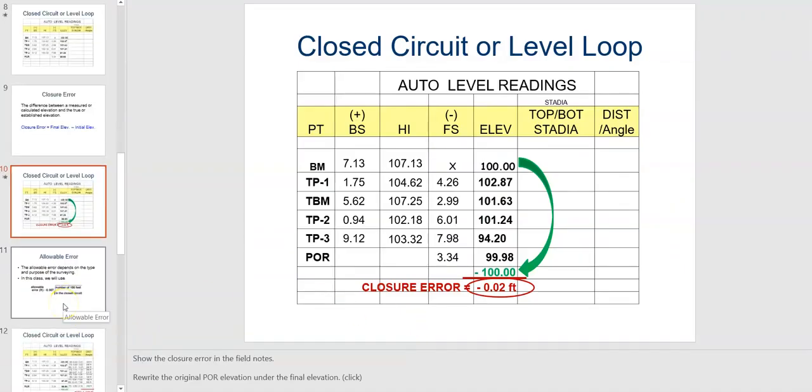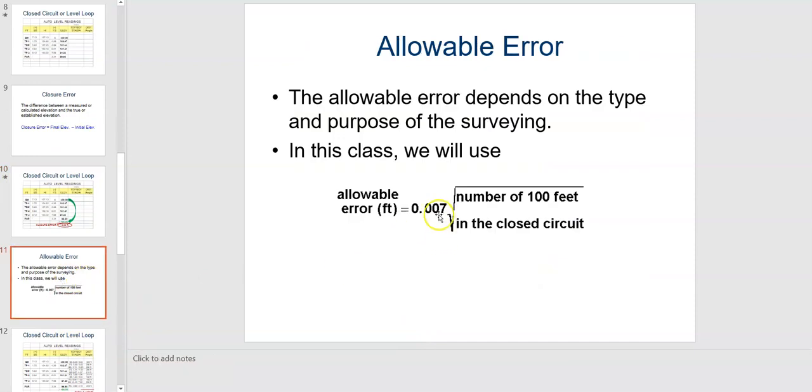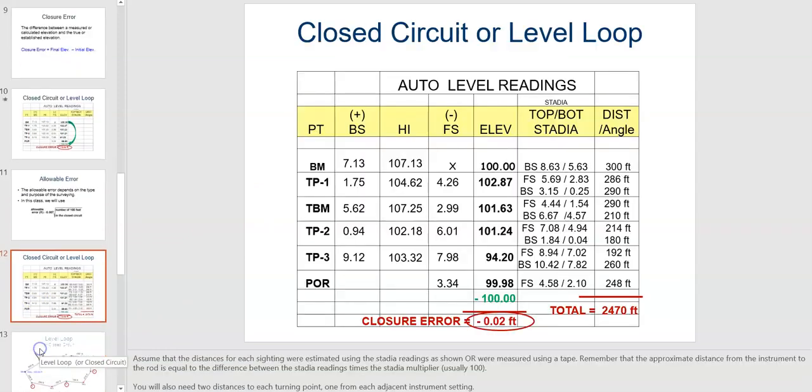Now, for us to find the allowable amount of error, we're going to have to do some other math here. So one thing we have to find first is the total amount of feet we traveled in that closed circuit.